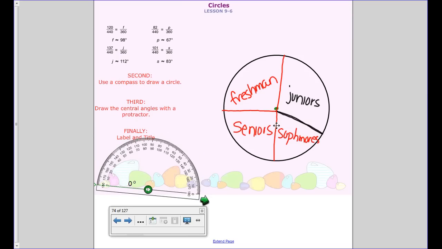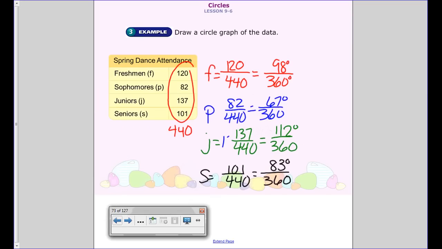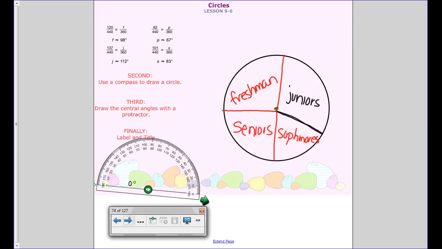All right, so I have all my labels. The last thing I have to do is give it a title. So I look back, and it's spring dance attendance.